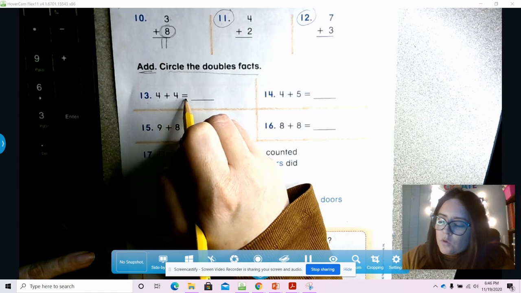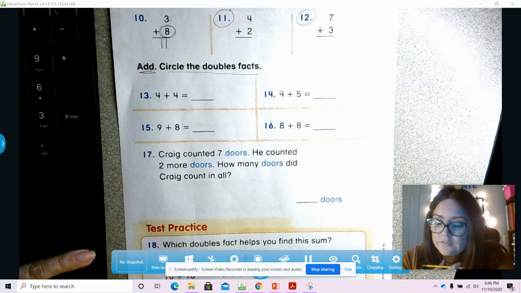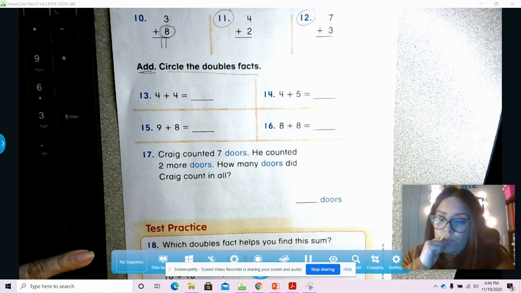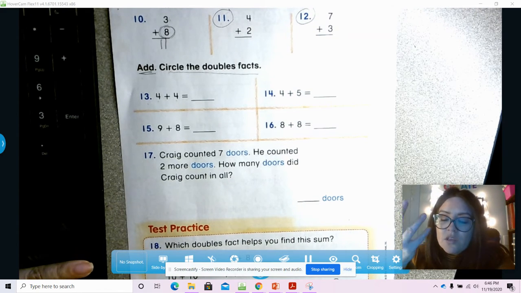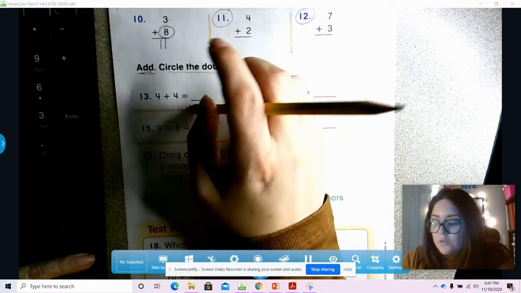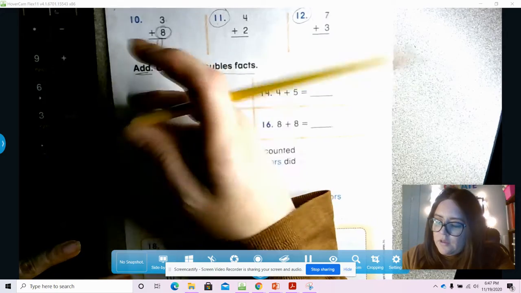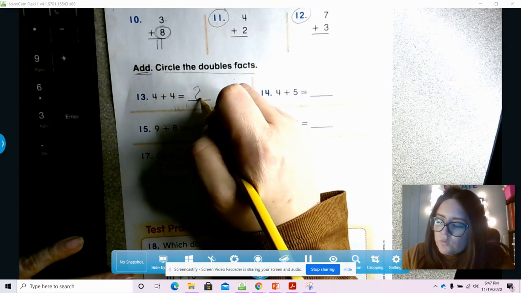4 plus 4 equals, and these doubles, boys and girls, there are ones that you guys should start knowing by heart already. So if I tell you 4 plus 4, this is one of those that you need to just kind of know. If you don't know it yet, you can use your fingers or you can draw pictures. But I really need you to practice these doubles so you know them by heart, you know them by memory. 4 plus 4 equals 8.